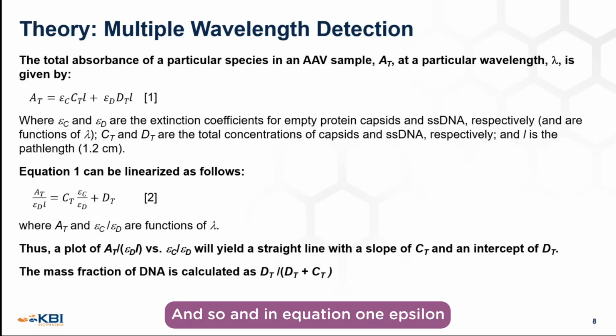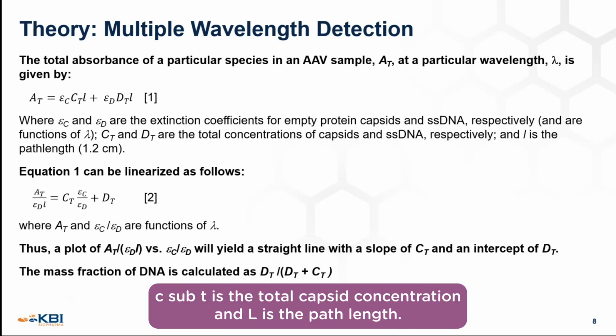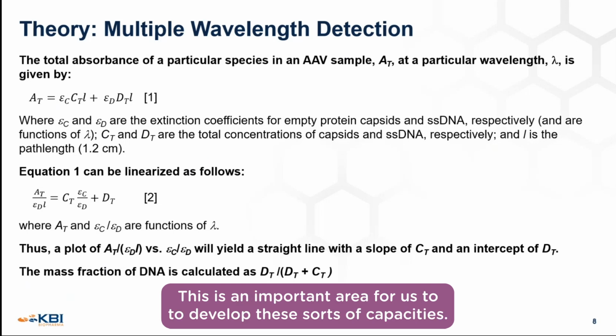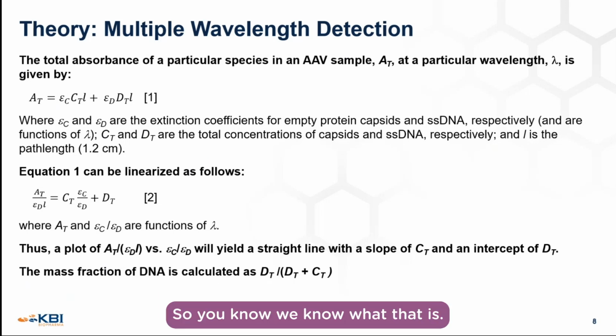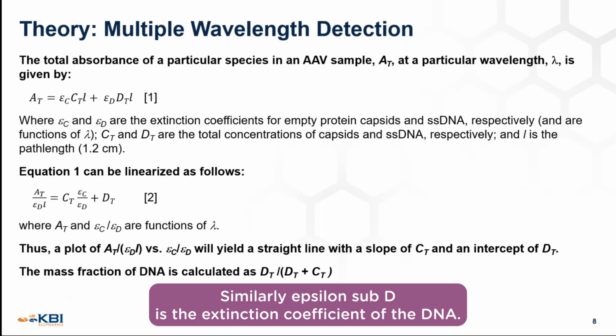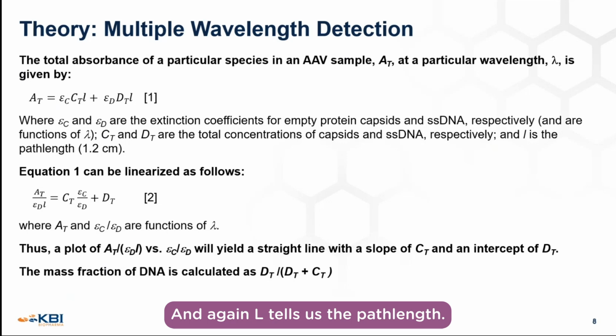In equation 1, epsilon sub C is the extinction coefficient of the capsid, C sub T is the total capsid concentration, and L is the path length. For this particular case, the path length is 1.2 centimeters, so we know what that is. Similarly, epsilon sub D is the extinction coefficient of the DNA, D sub T is the total DNA concentration, and again, L is the path length.